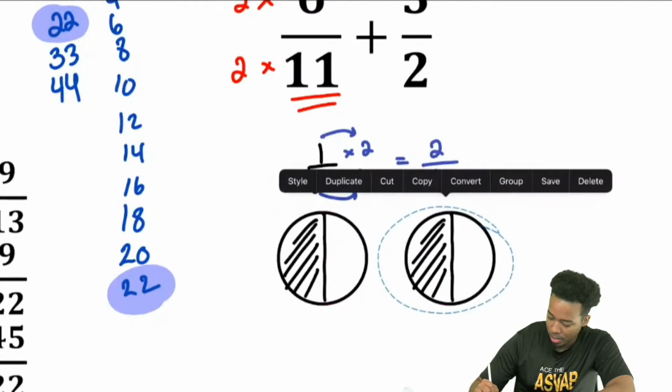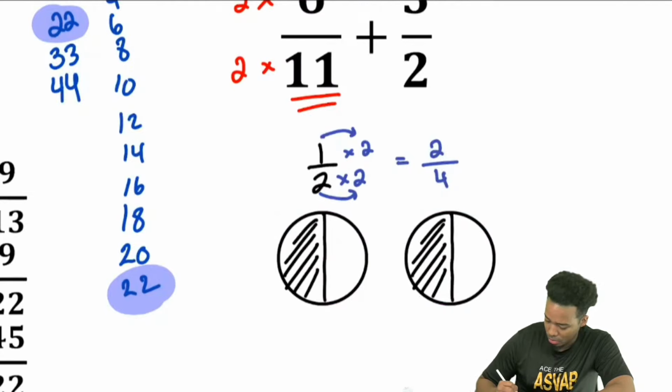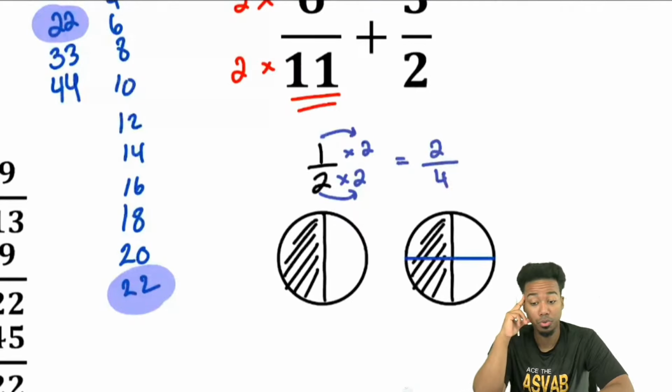And instead of having it out of 2 slices, I can just do it out of 4. Everybody, that's still 2 over 4, right? 1/2 and 2 over 4, are those the same exact thing? Do they look the same? Yes. The denominator just tells you how it's cut.